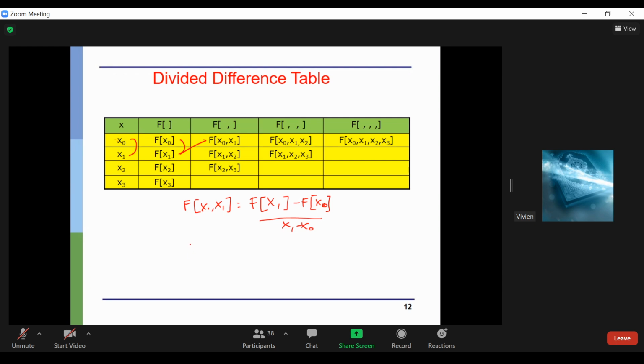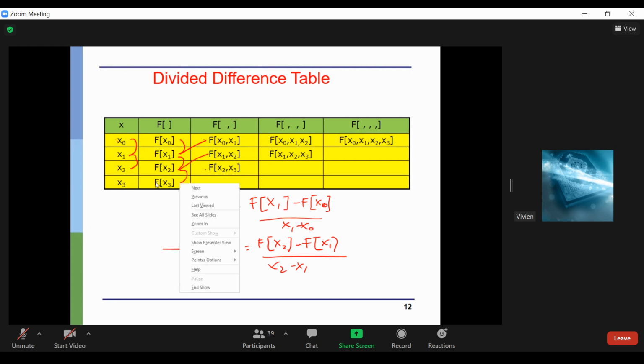When we want to calculate F[x1, x2], that will be F[x2] minus F[x1], the slope between x1 and x2, divided by x2 minus x1. Again here, that will be F[x3] minus F[x2] over x3 minus x2. So that we get the second divided difference.